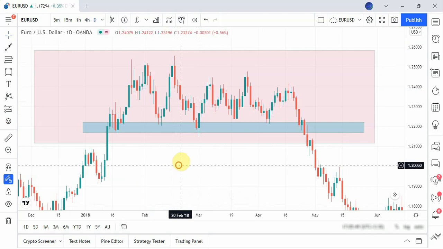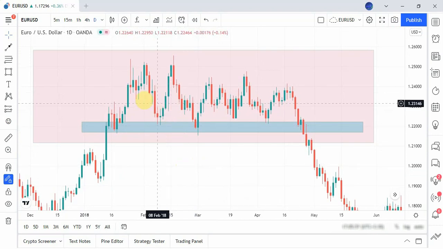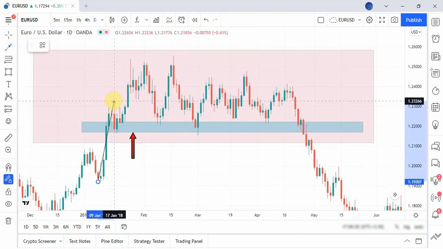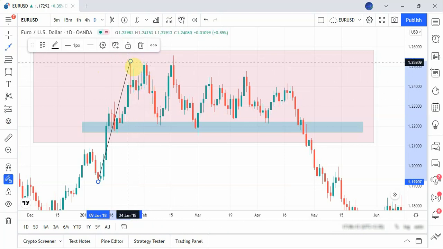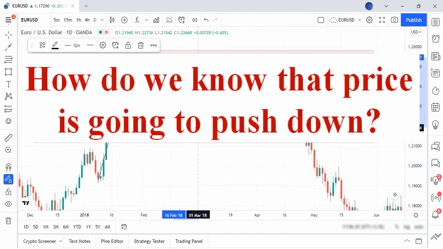Now look at this zone. This time the time frame is daily. Again the Euro USD chart. Price pulls up here and breaks this area which I drew, and pulls up after creating some candles above this area. More than 3 times price pulls down and touches this area. By seeing these touches, we can conclude that price wants to push down.